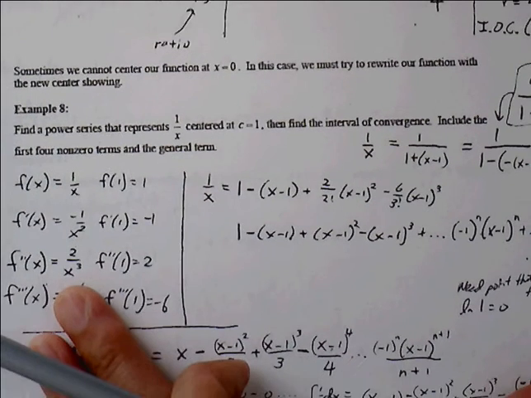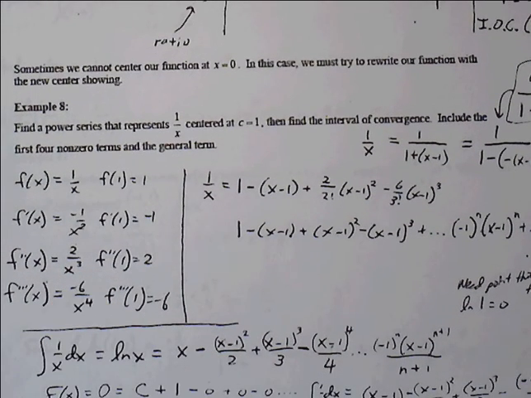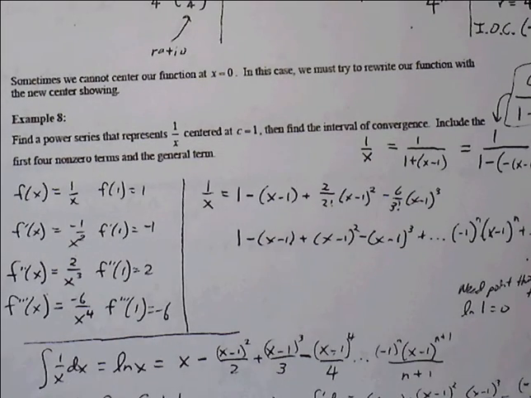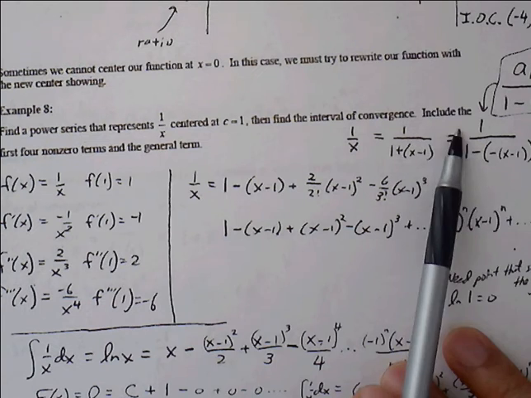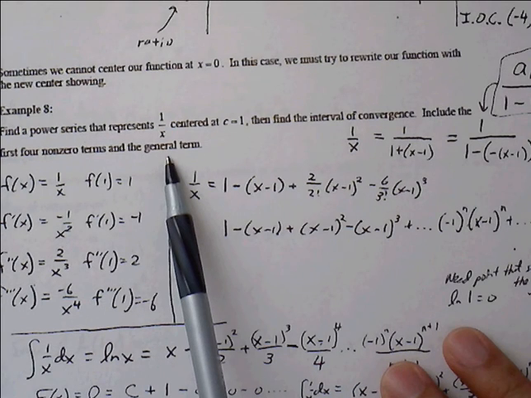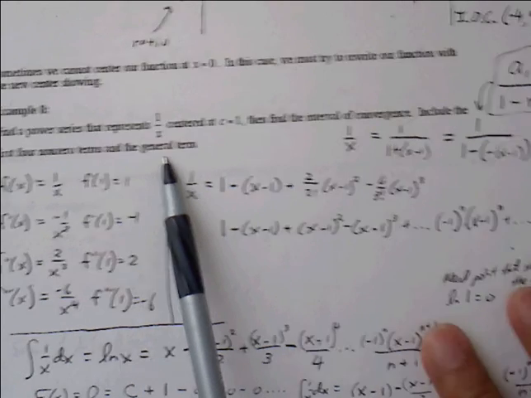Okay, sometimes we cannot center our function at x equals 0. In this case, we must try to rewrite our function with the new center showing. So example 8 says, find the power series that represents 1 over x centered at c equals 1. Then find the interval of convergence, include the first 4 non-zero terms and the general term.